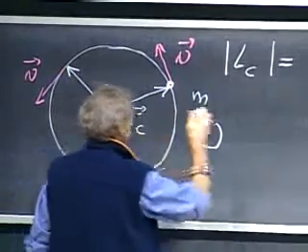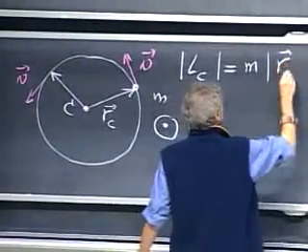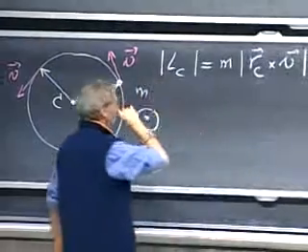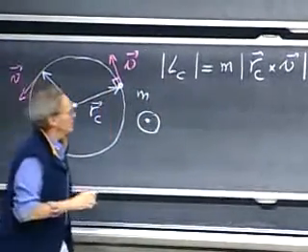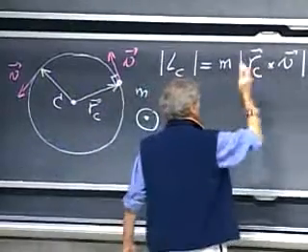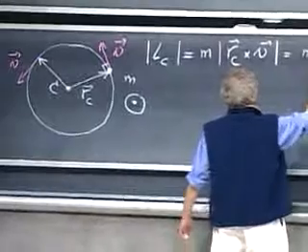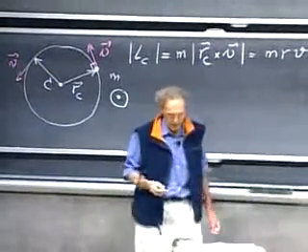So the magnitude is the mass of the Earth times the magnitude of the cross product between these two vectors. And notice the angle is 90 degrees. So I can forget about the cross. The sine of theta is 1, and so I simply get mRv, v now being the speed.